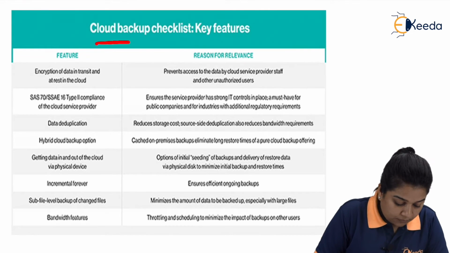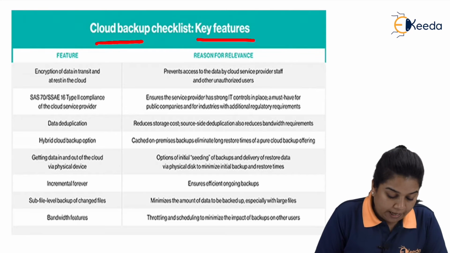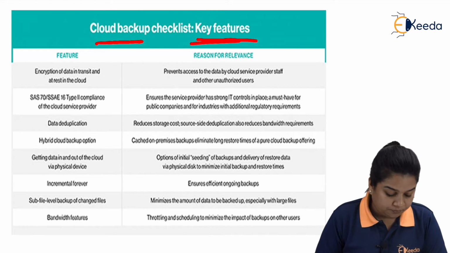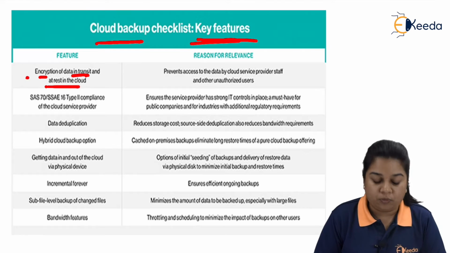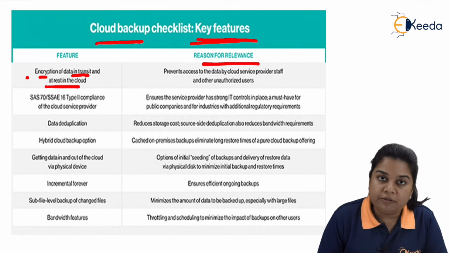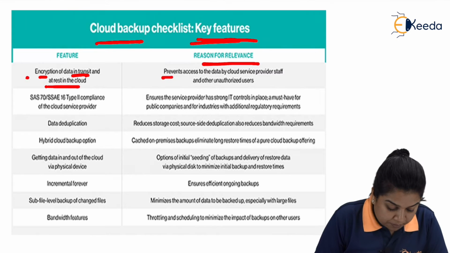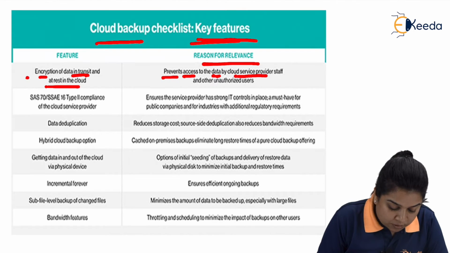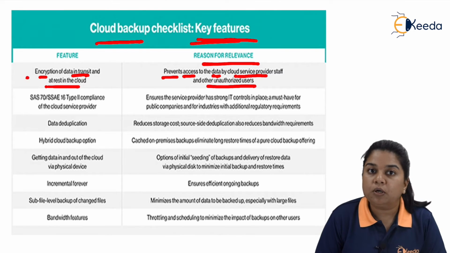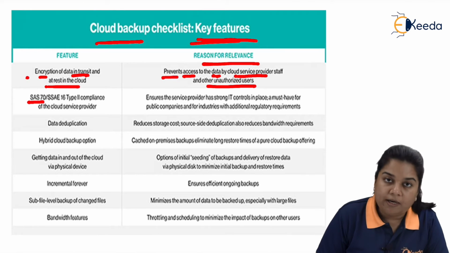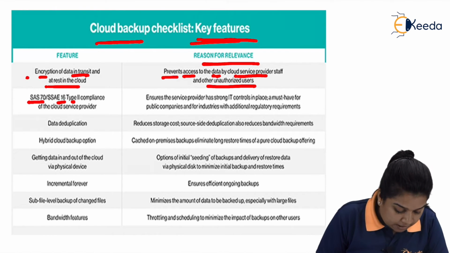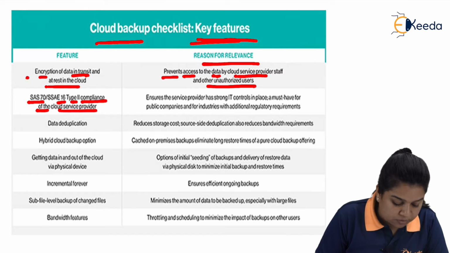Now, this is the cloud backup checklist and the key features for that. First feature, encryption of data in transit and at rest in the cloud. The reason for relevance for this feature is that it prevents access to the data by cloud service provider staff and other unauthorized users.